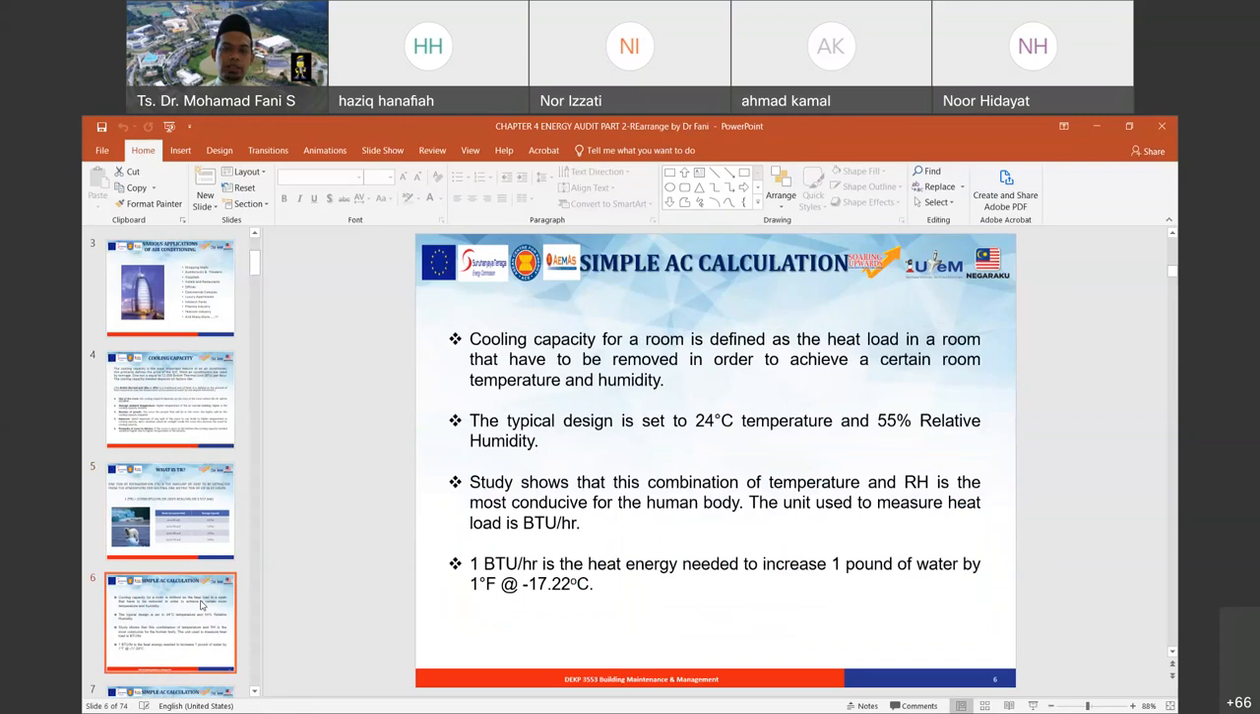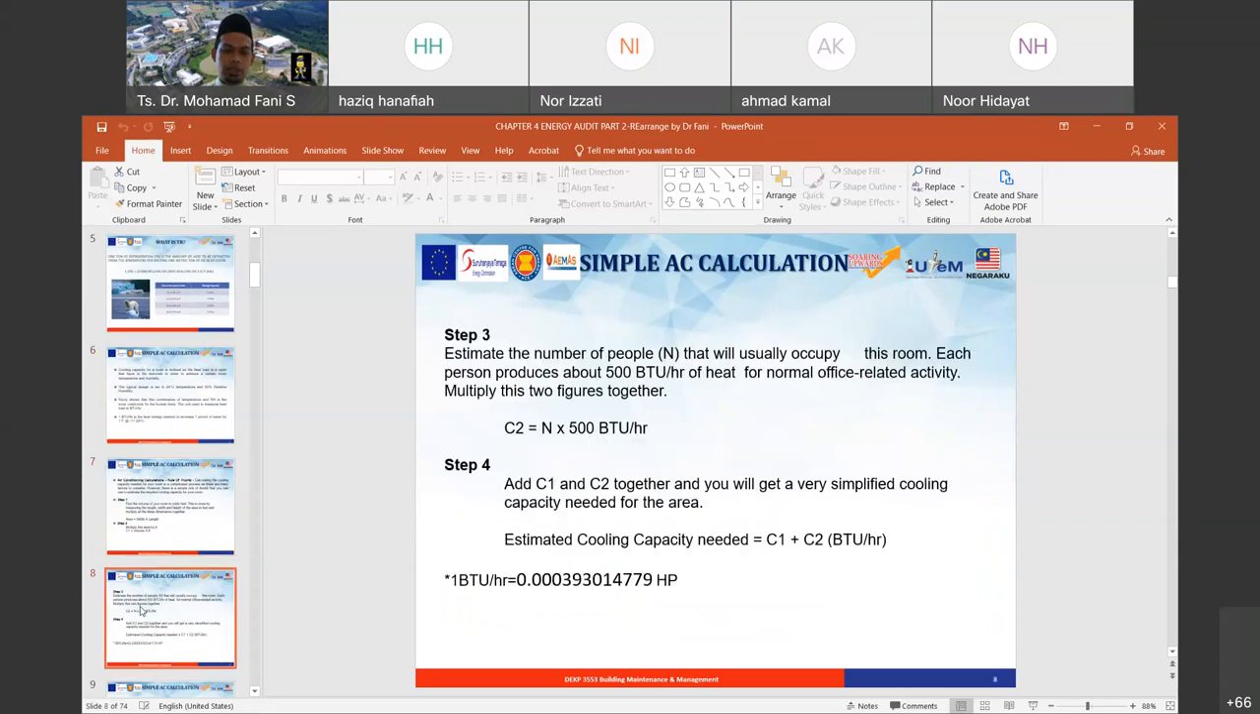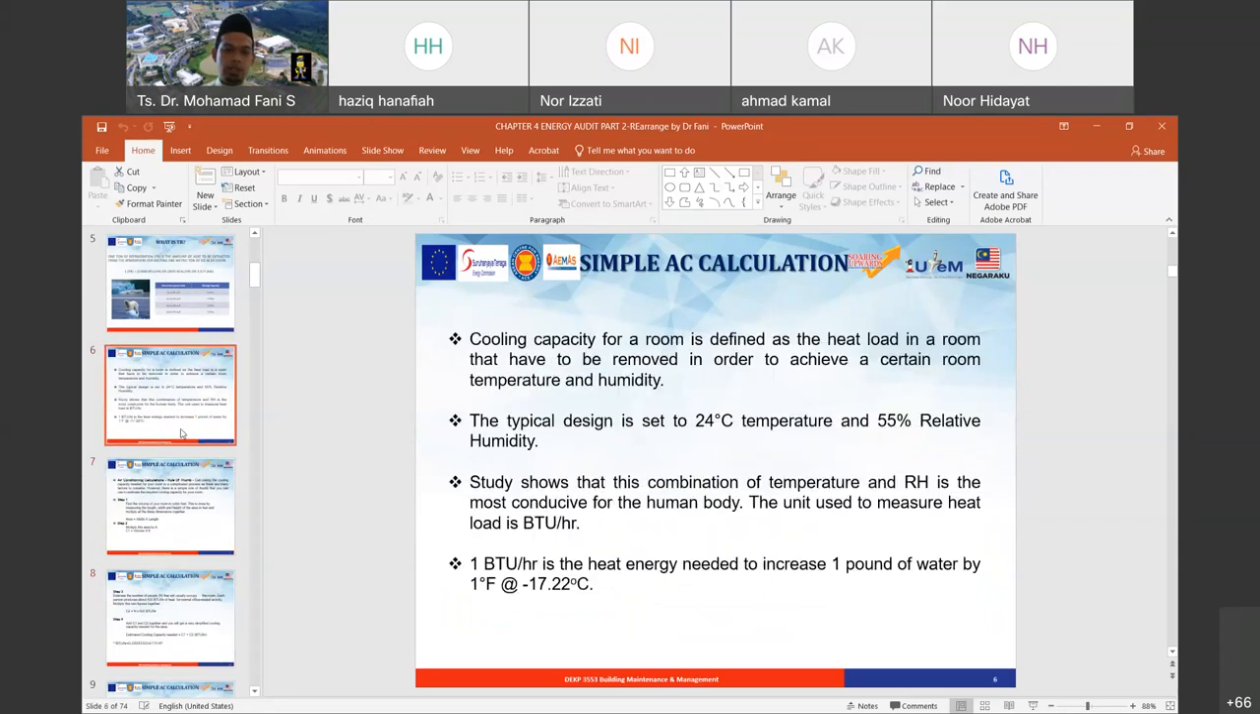Here is a simple Excel calculation on how we can convert it to HP, how many HP this room requires.